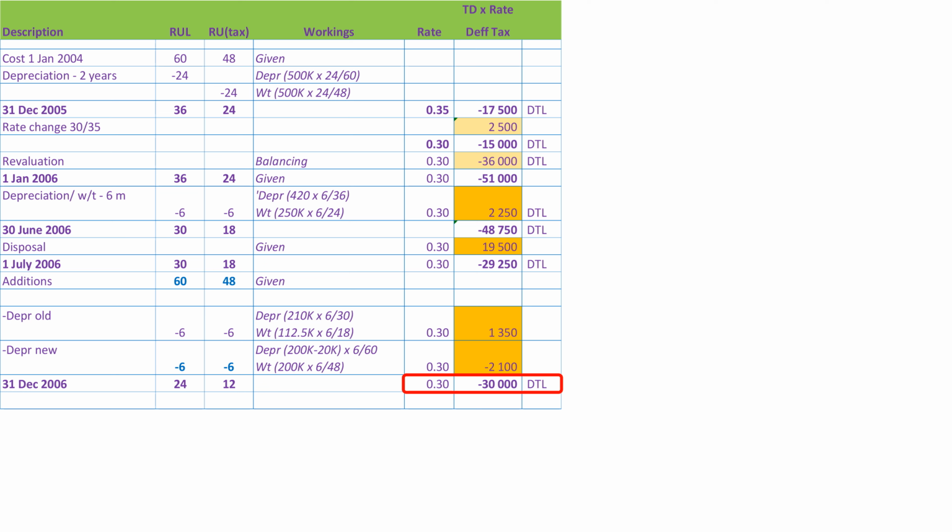Next, as at 31 December 05, there was a rate change. And due to the rate change, our balance moved from 17,500 to 15,000 rands. But in terms of the disclosure in the note, I'd like you to take a moment and think, which amount should we use? Should we use our deferred tax liability of 17,500 being the old amount at a rate of 35%, or should we use the amount being 15,000, which is at the new rate of 30%. Take a moment to think about this.